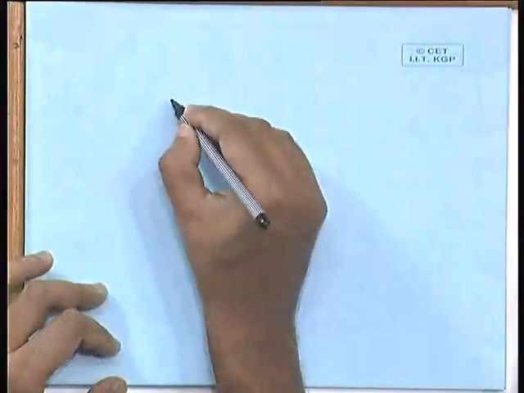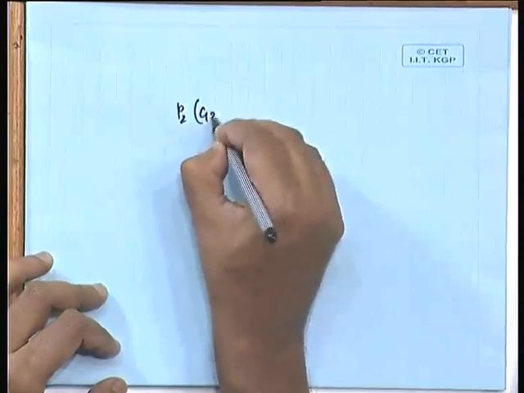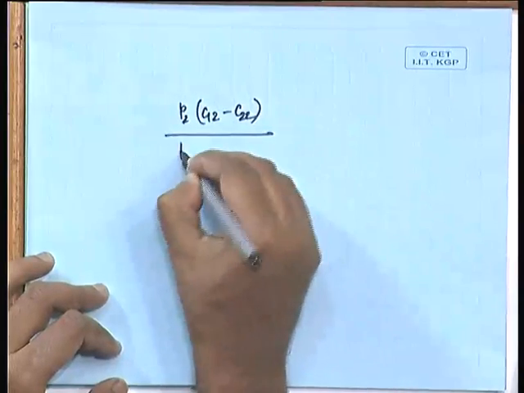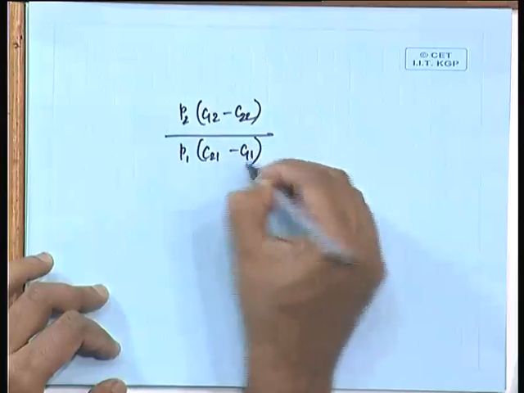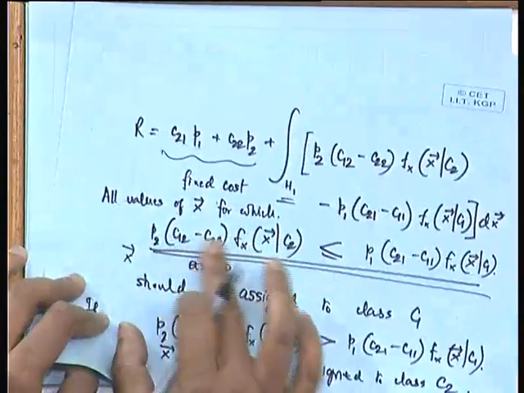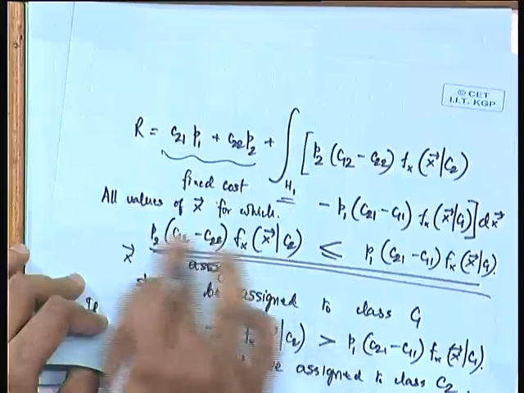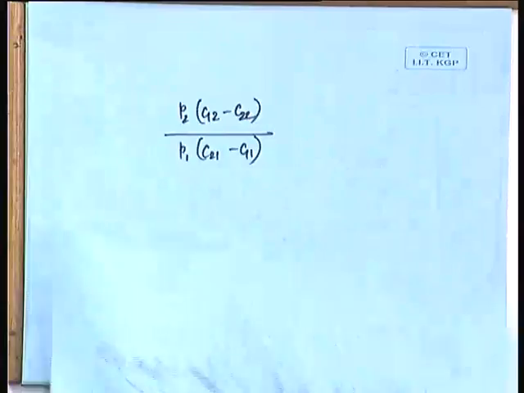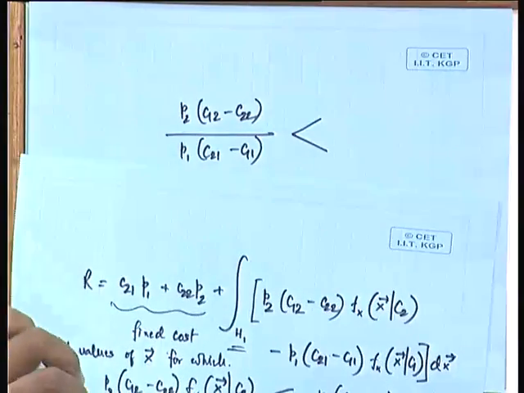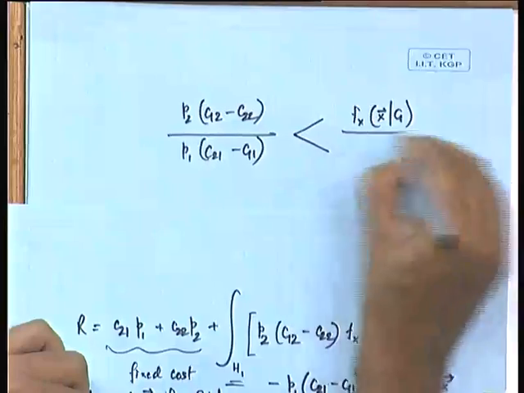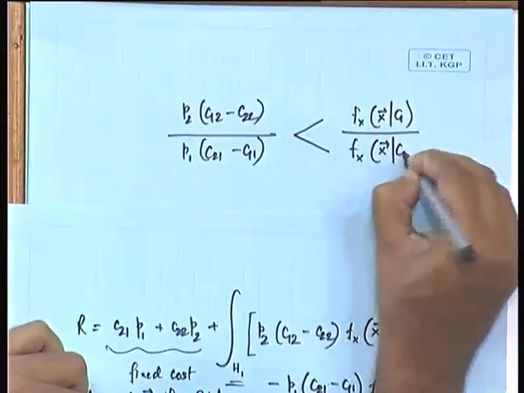So, now this expression, the left hand side and the right hand side, I slightly rearrange, so that I can say that P2 into (C12 minus C22) by P1 into (C21 minus C11). What I have done is that I have taken this on the left hand side and brought this into the right hand side. So, I have to divide this P2 into this quantity by P1 into this quantity, so that on the right hand side of this inequality, we are going to have fx(x given C1) by fx(x given C2).